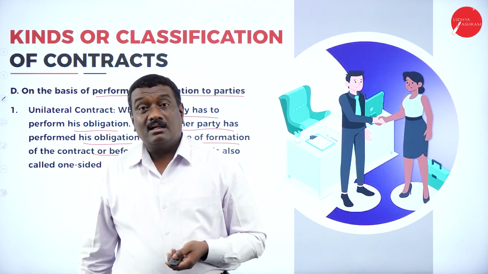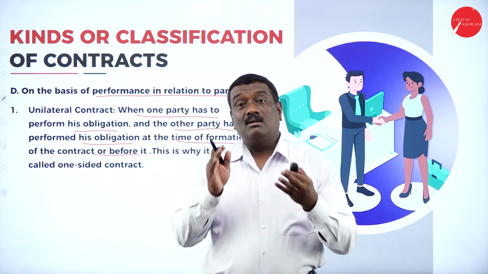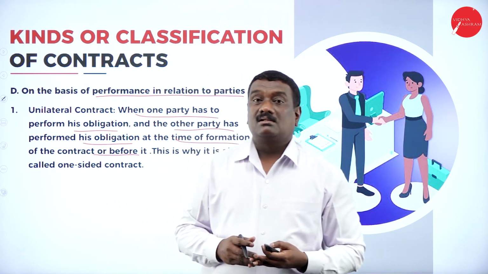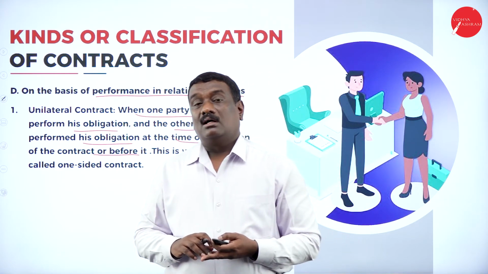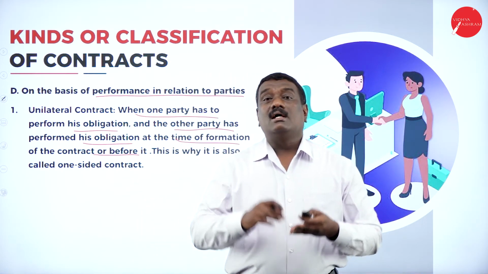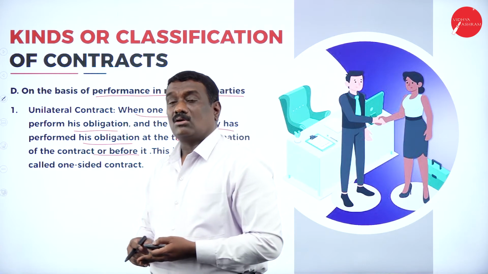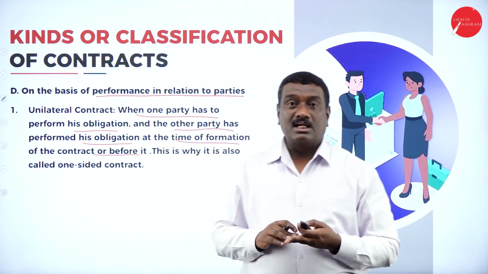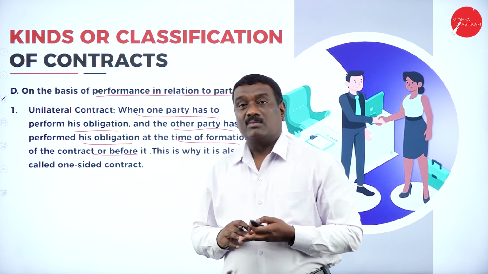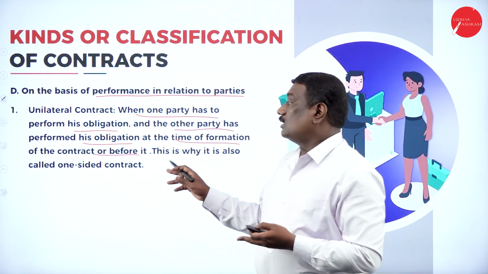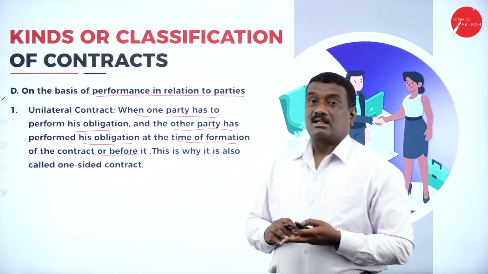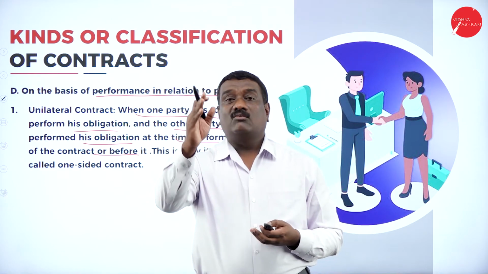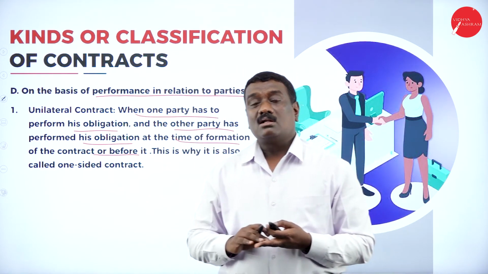So at the time of entering into a contract, if one of the parties has already performed his obligation before entering the contract, and the other party has still not completed his share of obligation, or the duties which he has promised, then that is called a unilateral contract, because it is only a one-sided contract. Only one person has fulfilled the obligation, the other person has not done so.